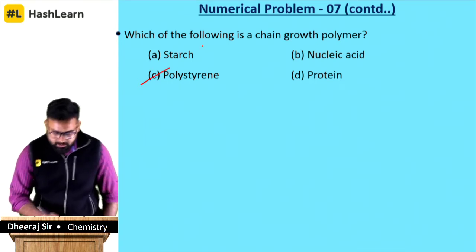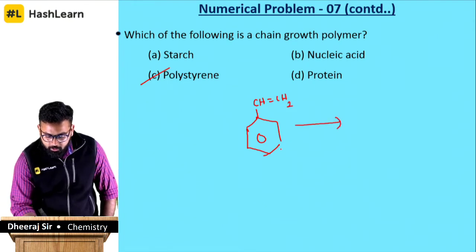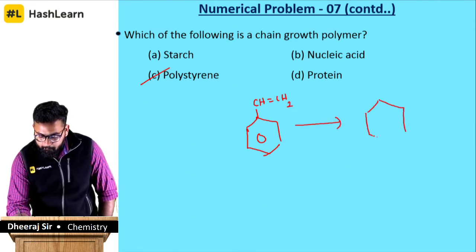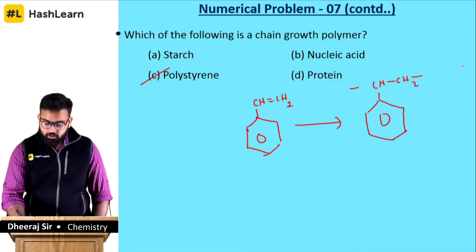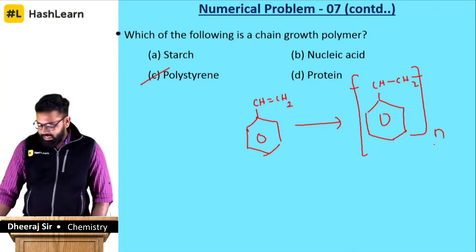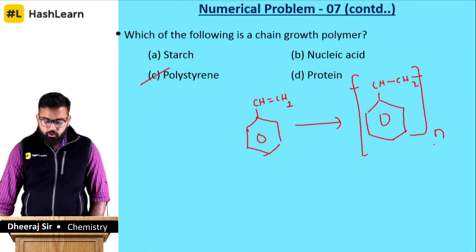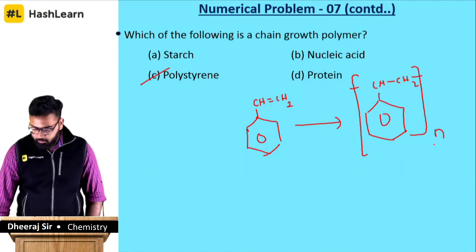Polystyrene is this. The styrene molecule is a benzene ring with CH double bond CH2. On polymerization, one of the double bonds breaks and it becomes this. This molecule goes on polymerizing with n number of entities joining to it. So the chain of the polymer grows step by step. So it's a chain growth polymer.